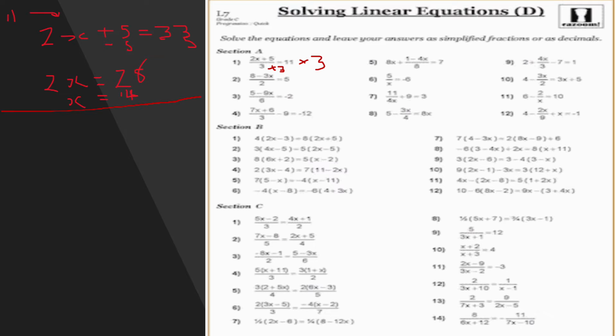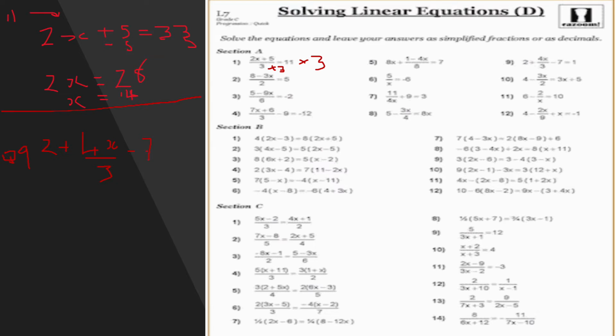Let's now look at question number 9. Slightly trickier. I've got 2 plus 4x over 3, minus 7 is equal to 1. So I'm trying to solve it, so I'm trying to isolate it and get x on its own.